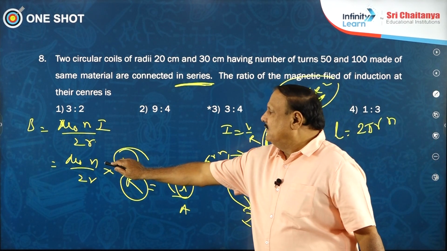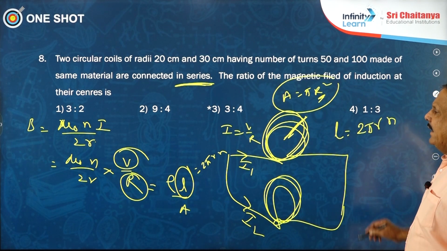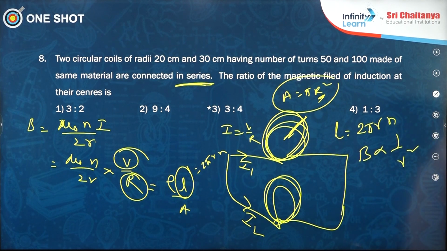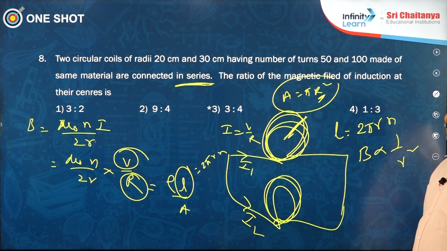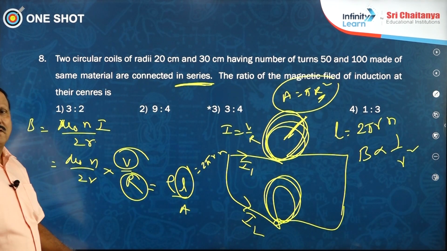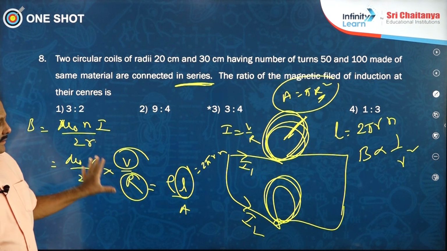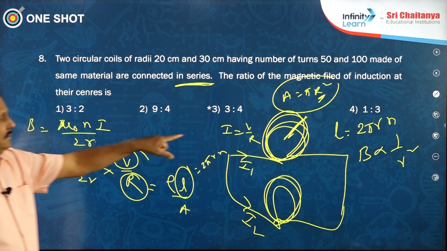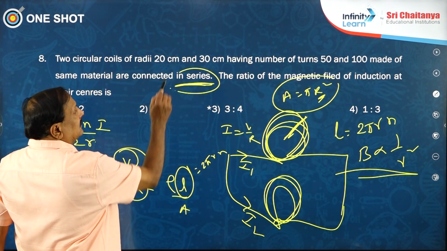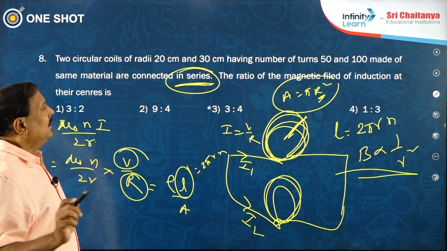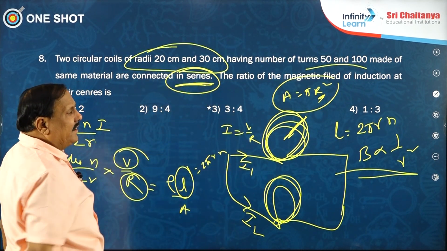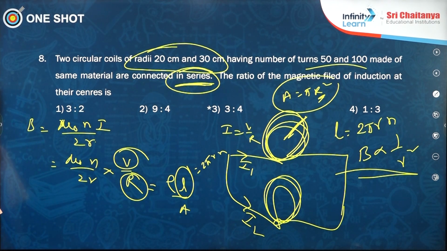Substitute carefully, N gets cancelled, and finally you get that B is proportional to 1 by R square. That means in the parallel combination, the number of turns is independent. So, please solve this leisurely. If the same question is given for parallel, do not bother about the number of turns, simply R2 square by R1 square. 9:1 is the answer for this, 9:4 is the answer for this.